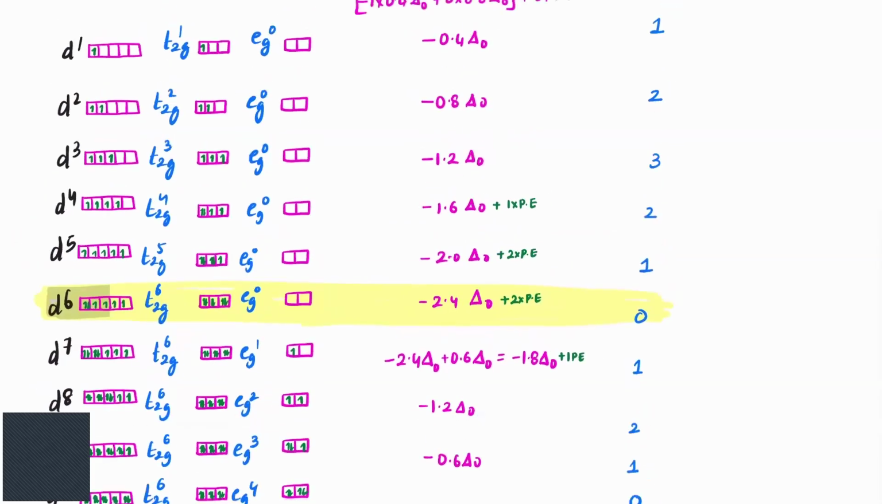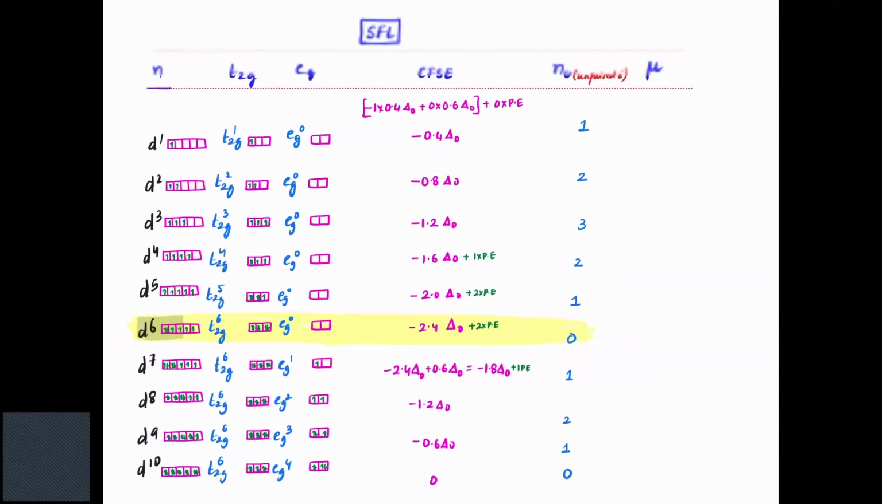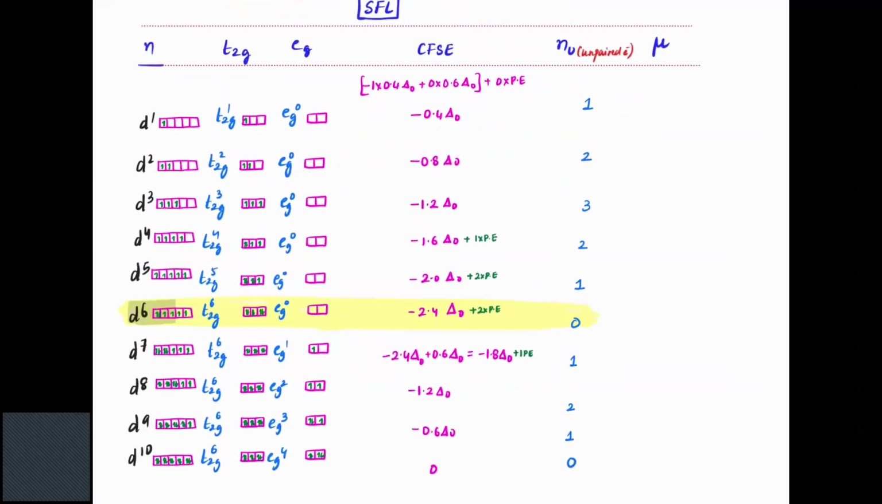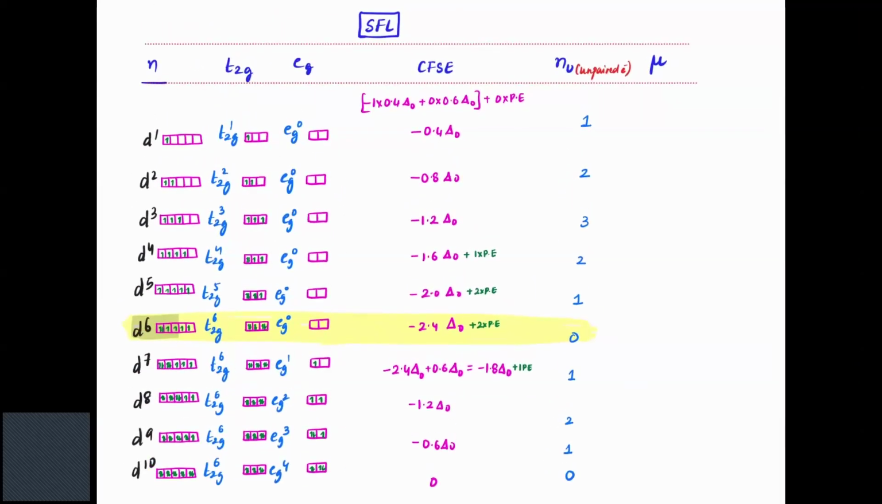Sorry, please check. Make sure that you got an idea about how to represent the strong field again, or how to represent the CFSE value. Number of unpaired electrons you can know from here, so we can easily calculate the magnetic moment. Mu is the magnetic moment, correct?